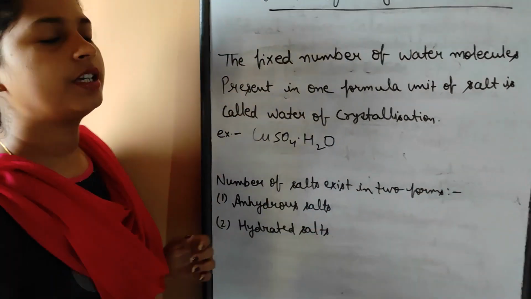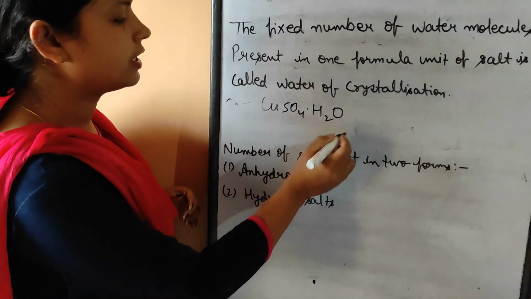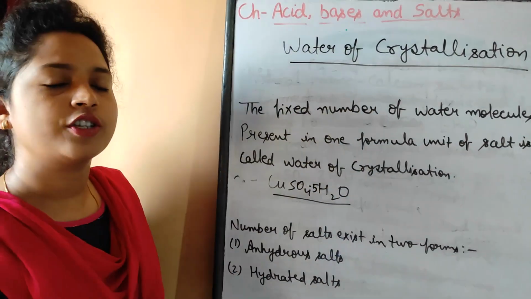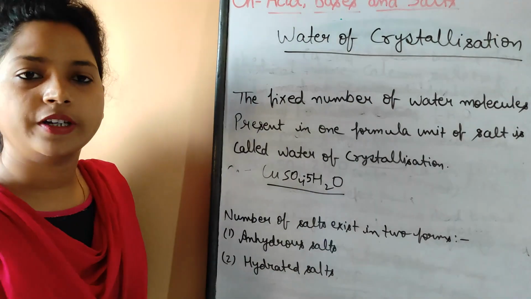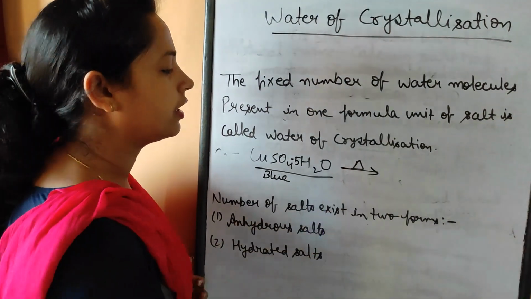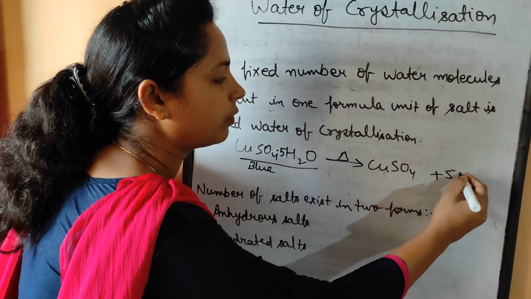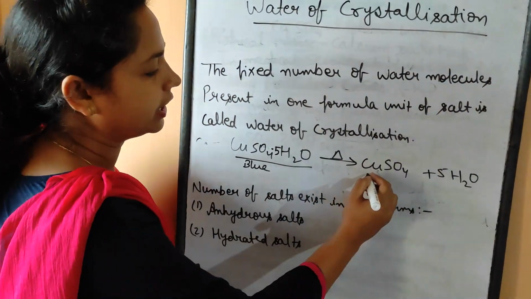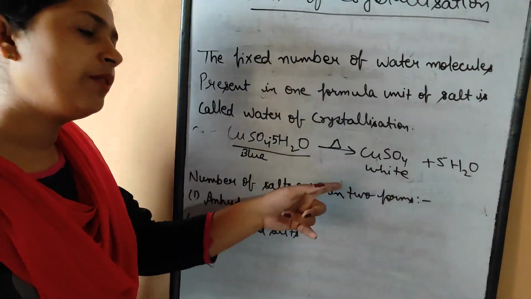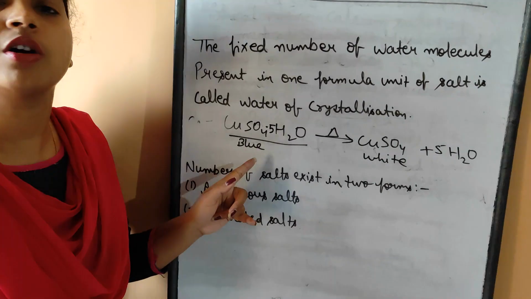This is hydrated copper sulfate, CuSO4·5H2O, which is blue in color. So when we heat it, it becomes anhydrous copper sulfate having no water molecule. All the water molecules will be evaporated and we get the white copper sulfate. Here, when we add water to this copper sulfate, we get back the blue hydrated copper sulfate.